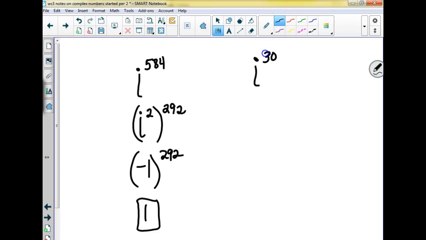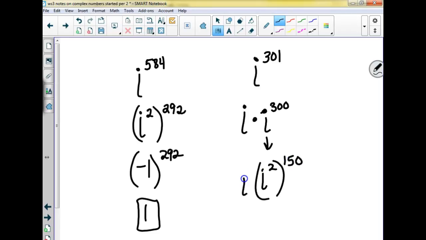If this is 301, I'm going to put 1 out there and leave 300, right? And that becomes what? i squared 150 times, and there's an i out here still. This is negative 1 to the 150, which is 1. So all I have left is 1 times i, which is i.